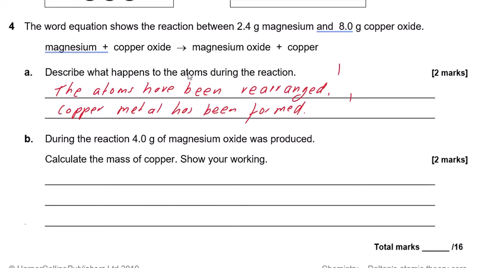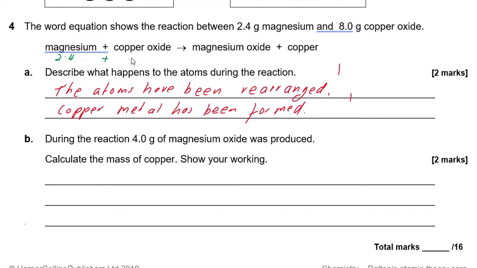Okay, now this final question, it looks terrible. It isn't really that bad. You've just got to go carefully through it. So it says, during the reaction, 4 grams of magnesium oxide was produced. Calculate the mass of copper. Show your working. Okay, well, let's go back up here. Here's the equation. This tells you exactly what happens. And it tells you here, you start off with 2.4 grams of magnesium. Okay, so let's just put it in there, 2.4. Okay, and 8 grams of copper oxide.